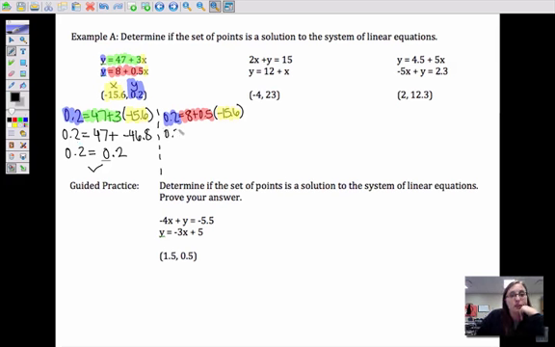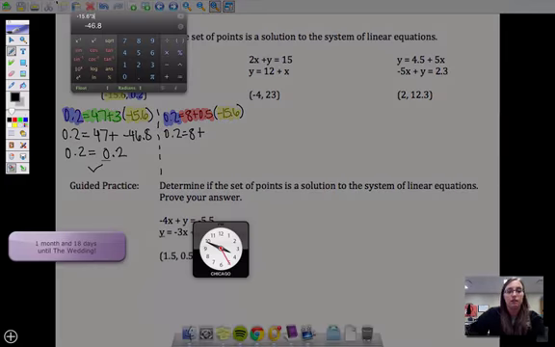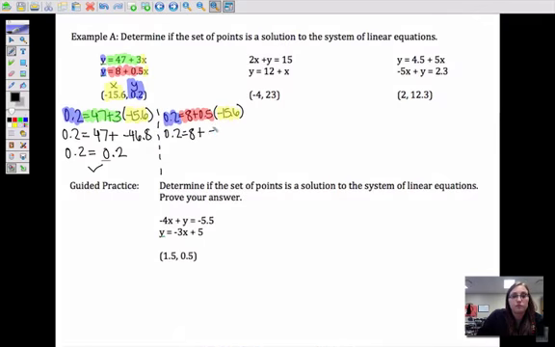Try this one. 0.2 equals 8 plus 0.5 times negative 15.6. Negative 7.8. So we're just trying to see if the left-hand side of the equation will end up matching the right-hand side, which it does. So yes, our final answer is that that is the solution to the system of linear equations.